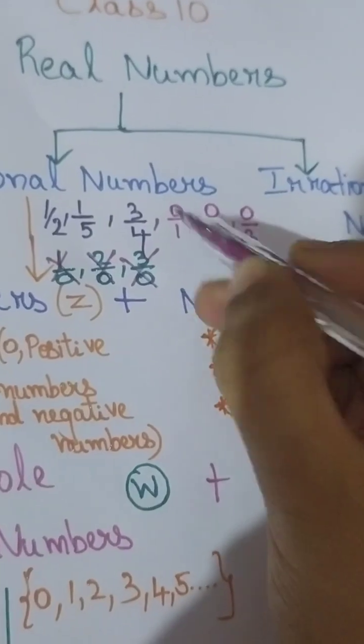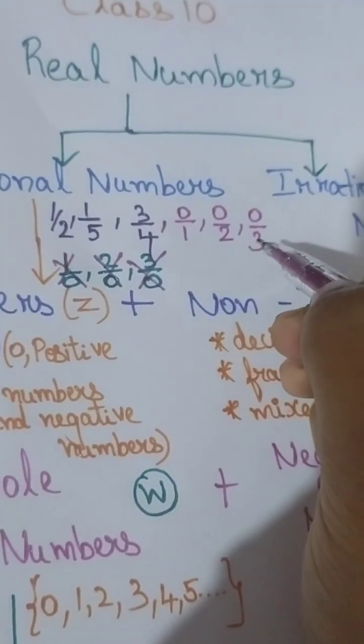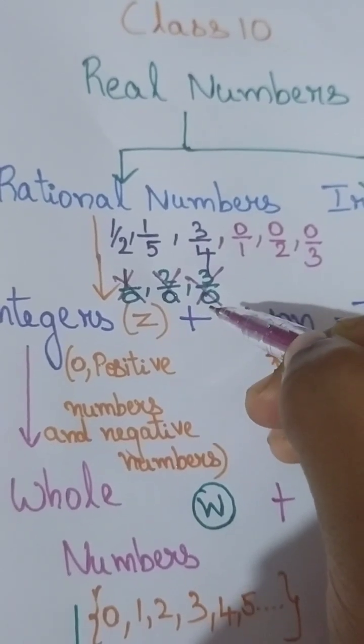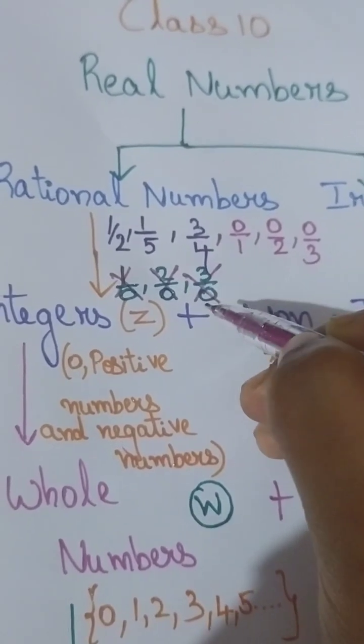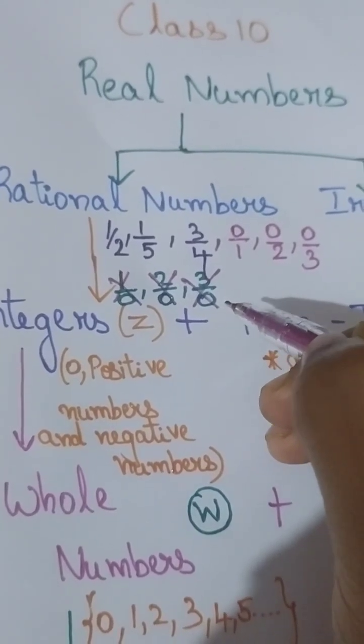The numerator you can represent as 0 by 1, 0 by 2, 0 by 3. Any number can be in the denominator, but in the case of rational numbers, the denominator should not be 0. If the denominator is 0, then it is not a rational number.